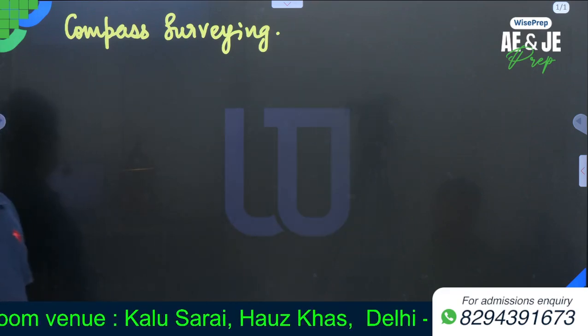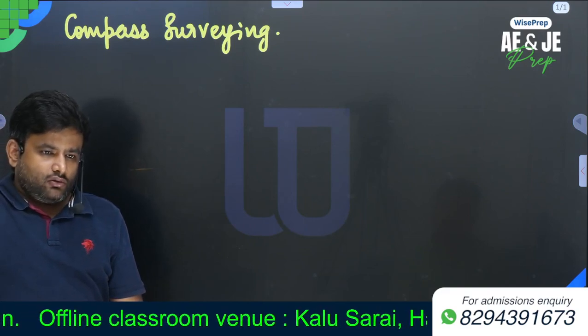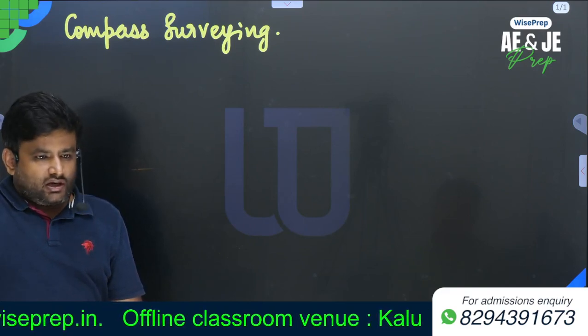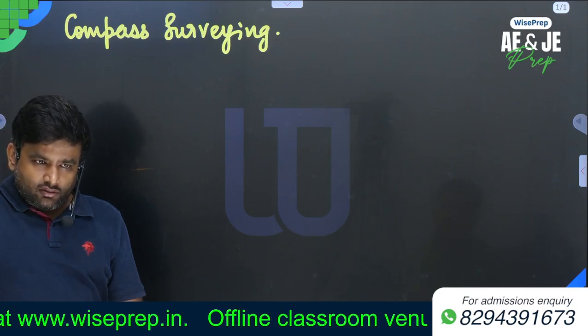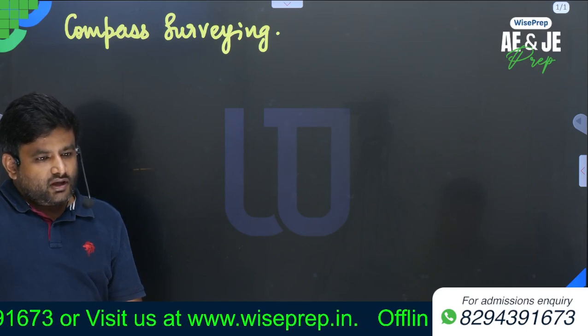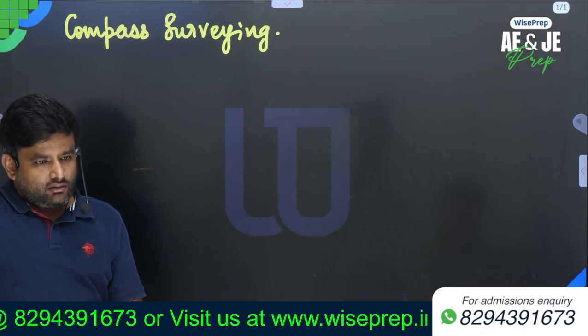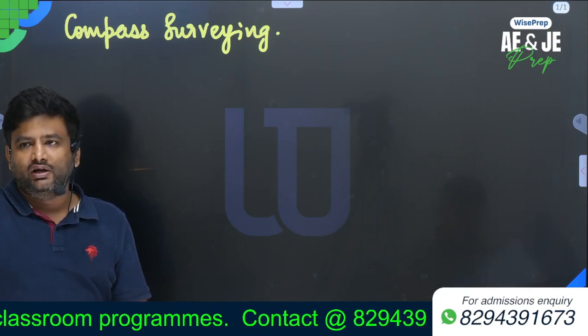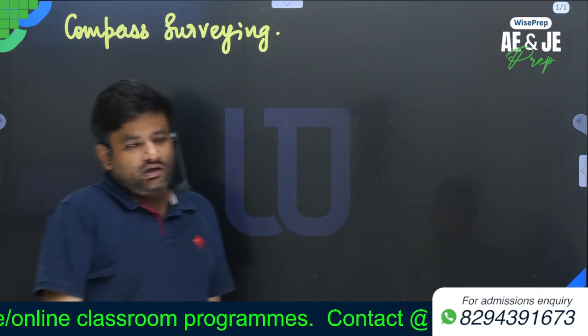Now let's see here. So basically in compass surveying, two measurements are done. One is linear, another is angular. Linear measurements are done with the help of chain or tape, and angular measurements are done with the help of a magnetic compass.